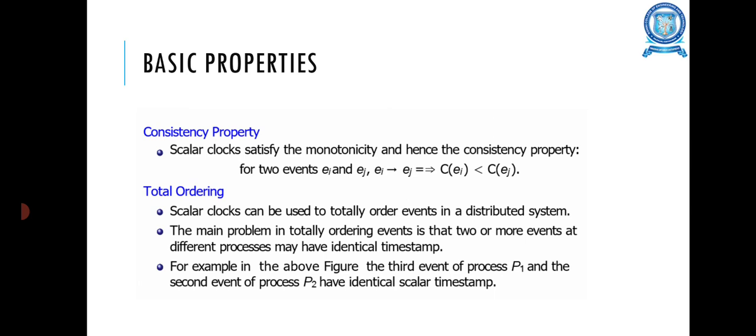Then the basic properties of scalar time. First is the consistency property. Scalar clock satisfies monotonicity and hence the consistency property for events, that is, C of Ei is less than C of Ej. Next, total ordering. Scalar clocks can be used to totally order events in a distributed system. The main problem in totally ordering events is that two or more events at different processes may have identical timestamps.